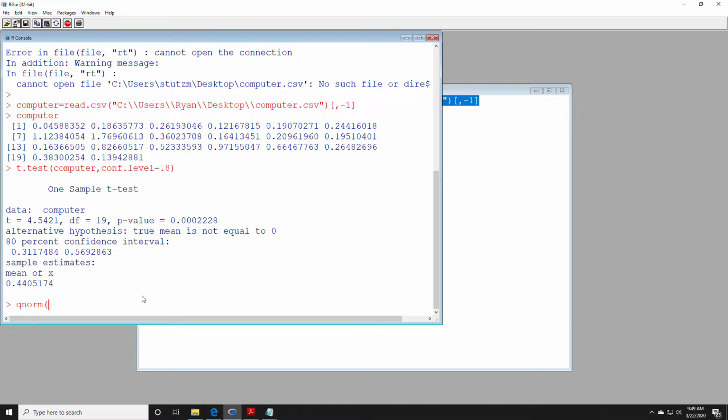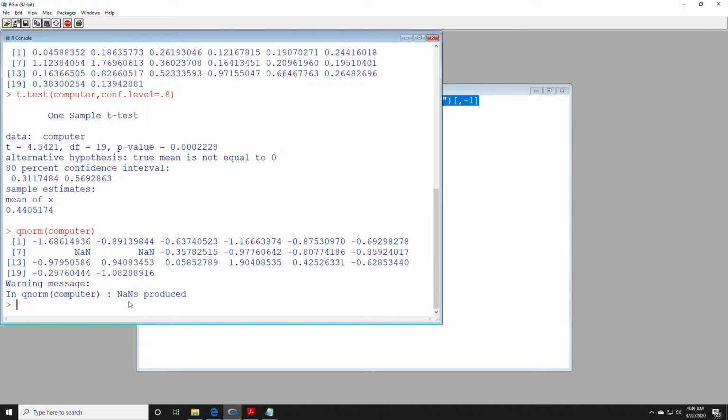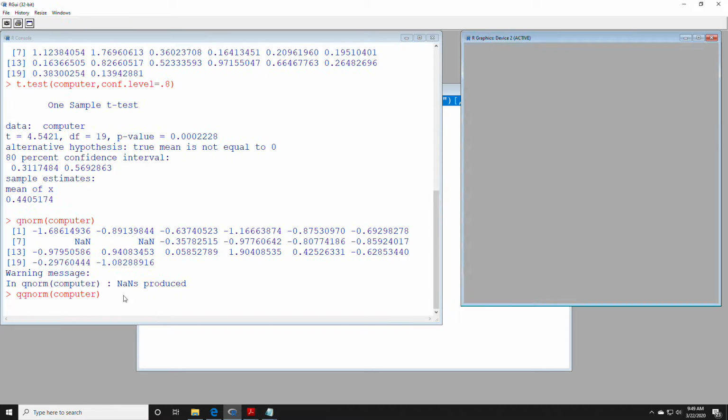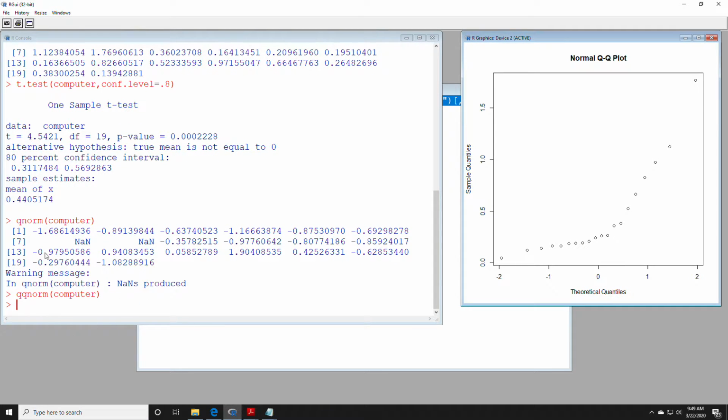qqnorm, and what is our data set called? It's called computer. It might be qqnorm. If I don't use this stuff, I start forgetting it too. Okay, so we can clearly see this is not a straight line. We want a nice 45-degree line. We can clearly see some quadratic pattern. So it really looks like normality is violated for this, and so the results may be a little bit questionable.